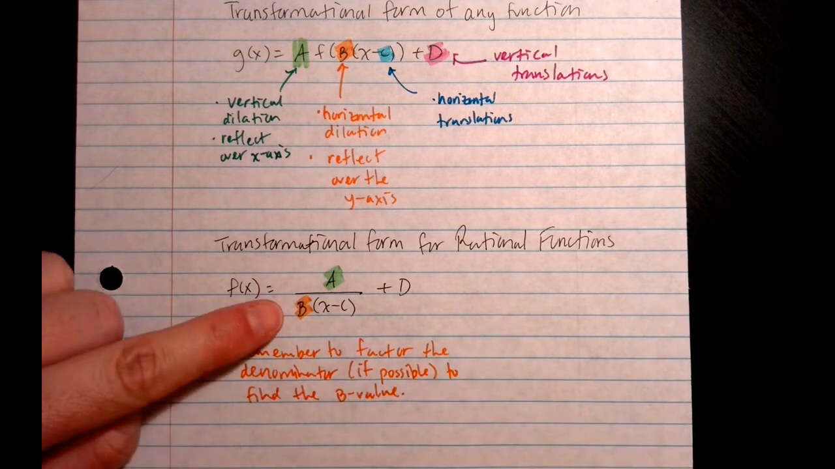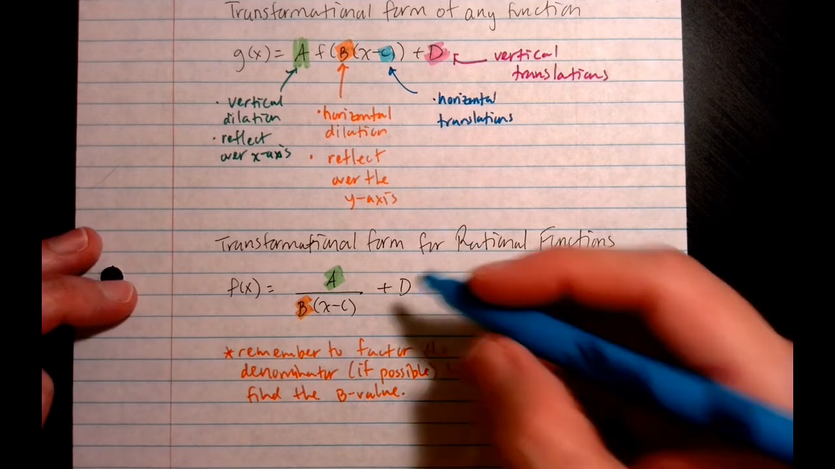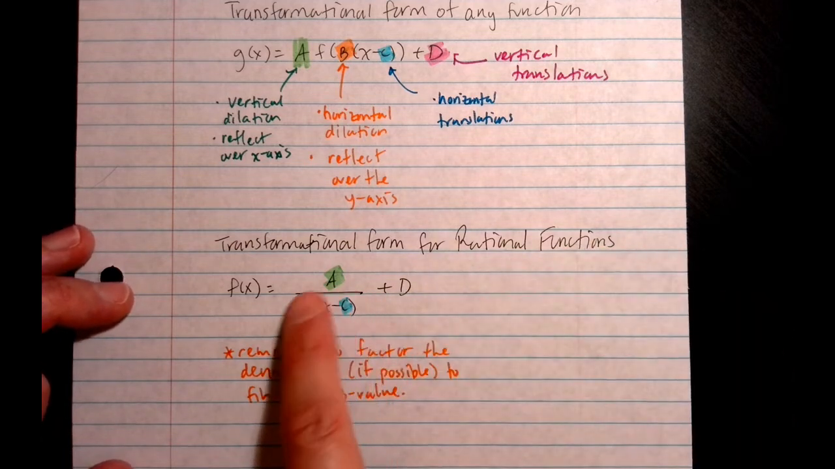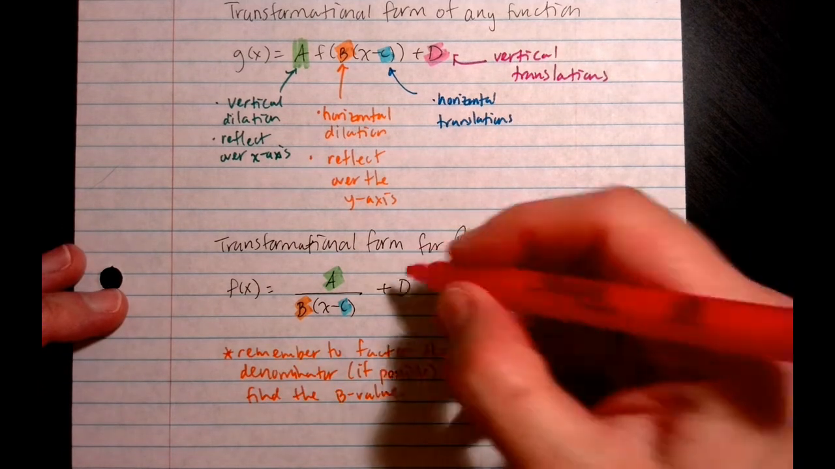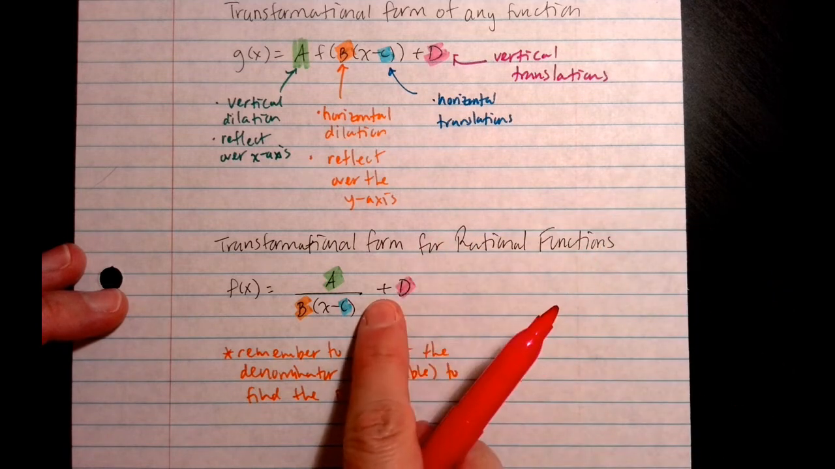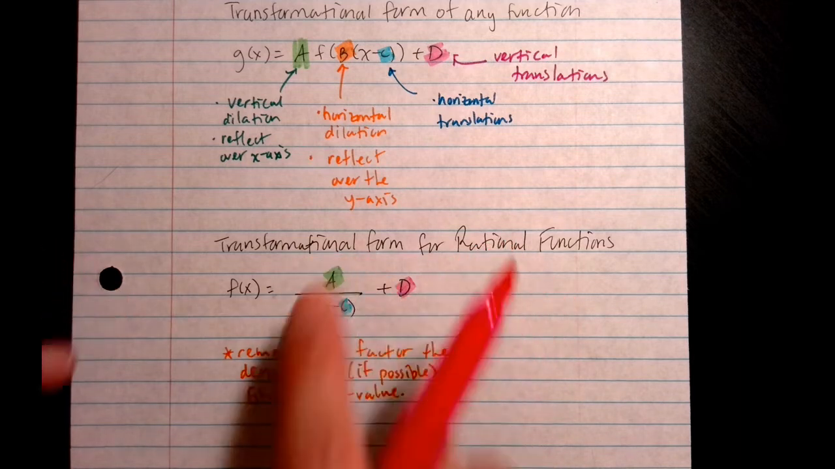Now, like I said before, we're not going to focus on that this much this semester, so don't stress. The next is the C value. Remember, the C value is going to give you horizontal translation, so you're going to find that in the denominator part of your rational function. Lastly is the D value. This is your vertical translations. Notice it's going to be outside of your actual fraction.